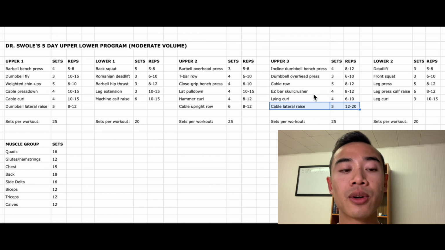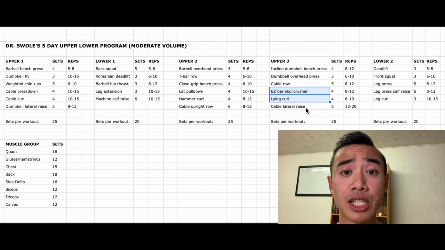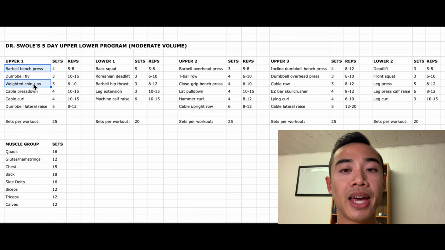Skull crushers and lying curls are stretch type movements, and these tend to cause a lot of muscle damage and soreness. So I put them on upper body day 3 because you'll have more rest until your next upper body session. On the flip side, I've put bench press and weighted chin-ups on upper body day 1. And I do this because you'll be coming in fresh after a rest day, and you'll be able to hit these high priority movements hard.